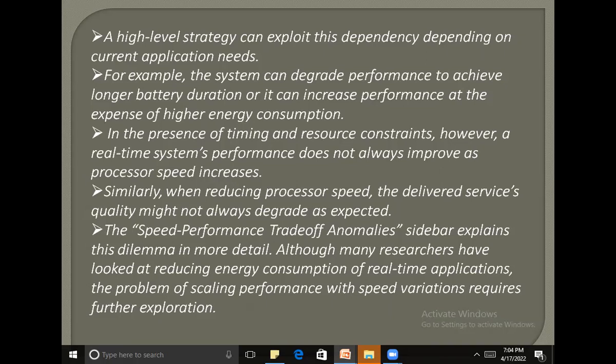In the presence of timing and resource constraints, however, a real-time system's performance does not always improve as processor speed increases. Similarly, when reducing processor speed, the delivered service quality might not always degrade as expected. The speed-performance trade-off anomalies sidebar explains this dilemma in more detail. Although many researchers have looked at reducing energy consumption of real-time applications, the problem of scaling performance with speed variations requires further exploration.